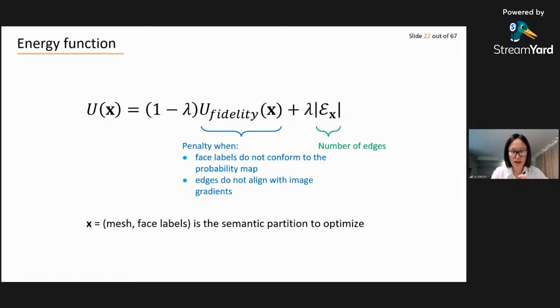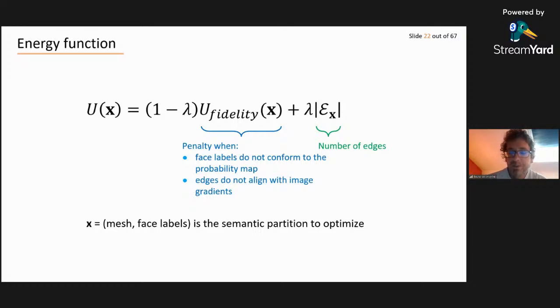But it depends on what the probability map actually tells us. If the probability map of the building is relatively weak, then the algorithm might not think it worthy to prolong the edge and include this corner. So it's a result that depends on both our method and the input semantic segmentation that we have.